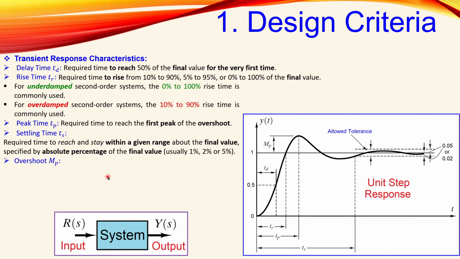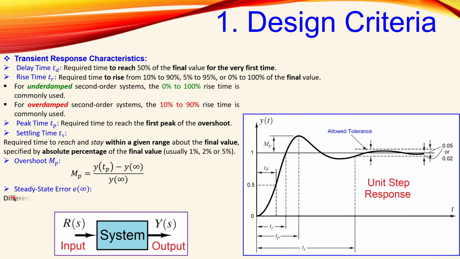Now the overshoot itself is defined by this. So the MP is defined as the maximum value of that output minus the steady state value, over the steady state value, which is times 100%, could be a percentage, but this is given as a scalar value.